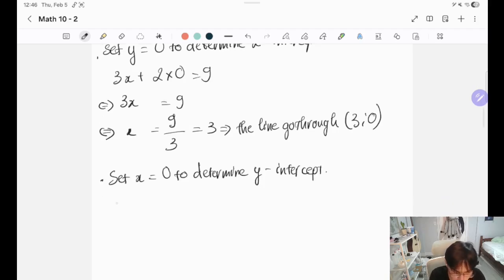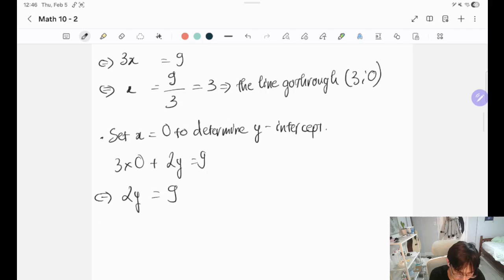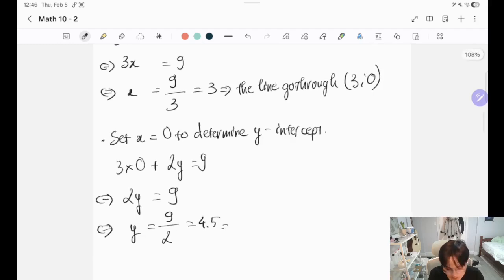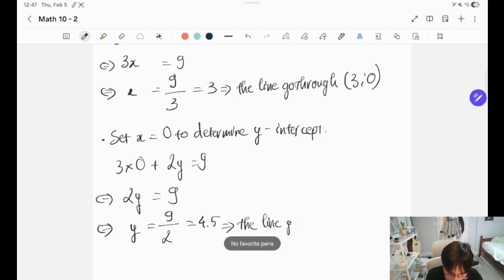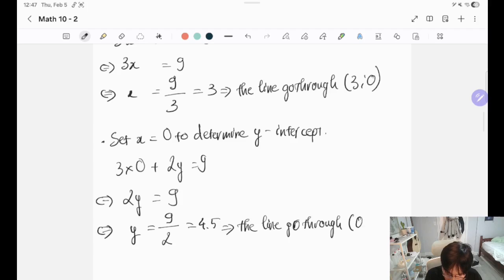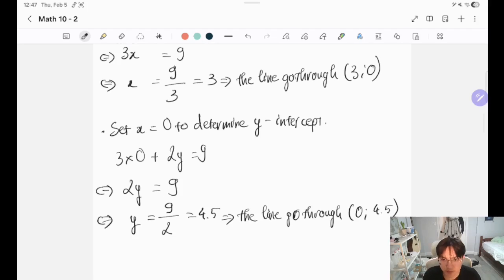So if x equals 0, we have 3 multiplied by 0 plus 2y equals 9. Therefore 2y is equal to 9. So y is equal to 9 divided by 2, which is 4.5. So we also conclude that the line goes through this point (0, 4.5), right?